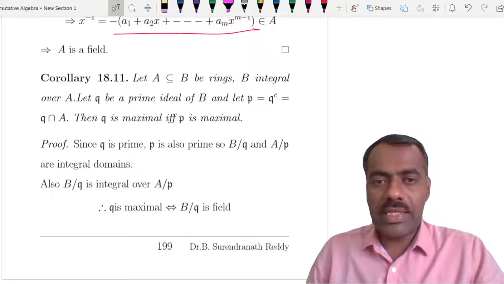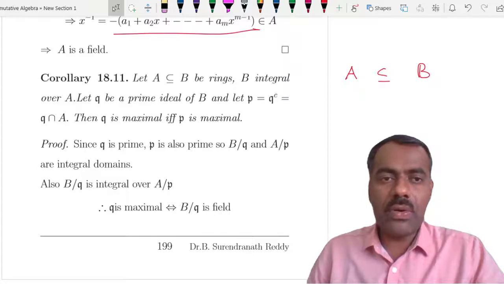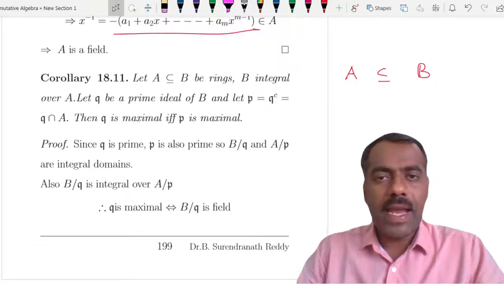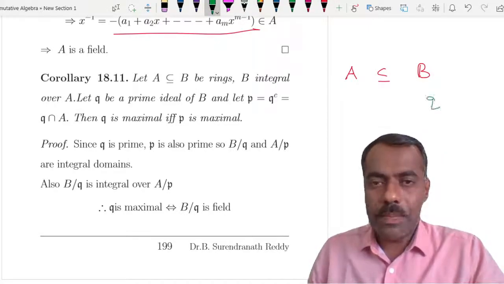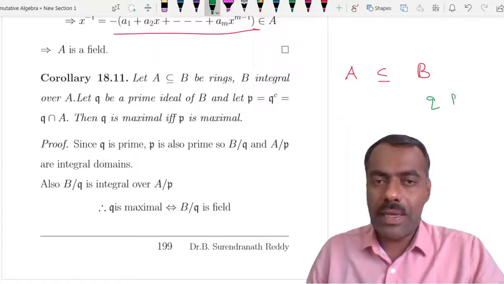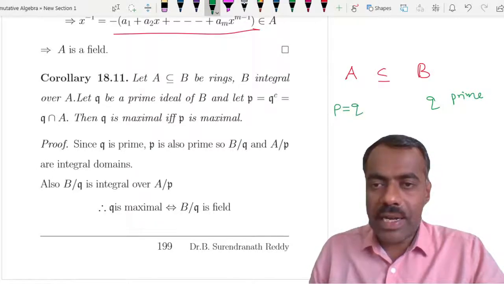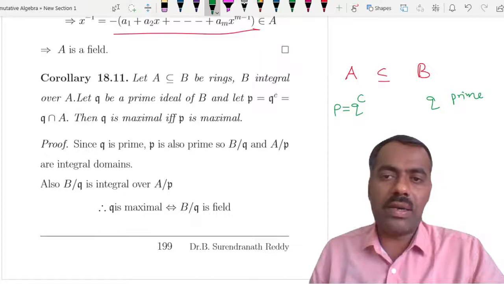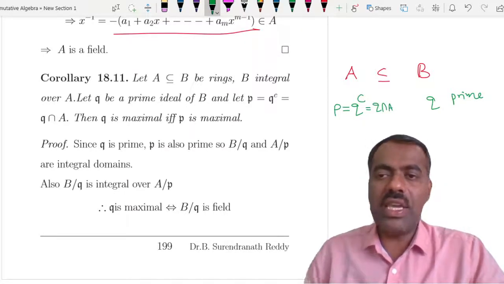So the understanding of the statement is important. We have A here, and you have B here. B is integral over A. Now Q is a prime ideal of B, and P is nothing but the contraction of Q. We know that this will also work, of course. So what is the contraction of Q? It is Q intersection with A, right?